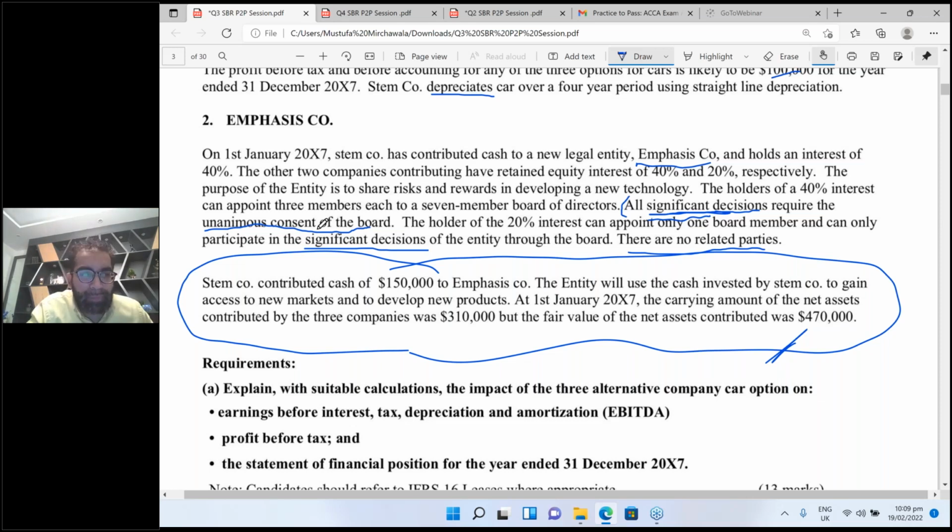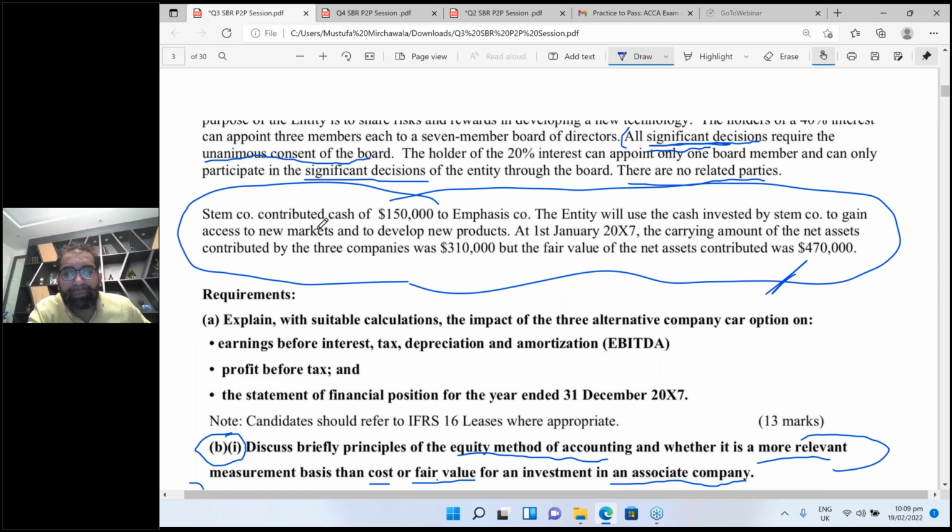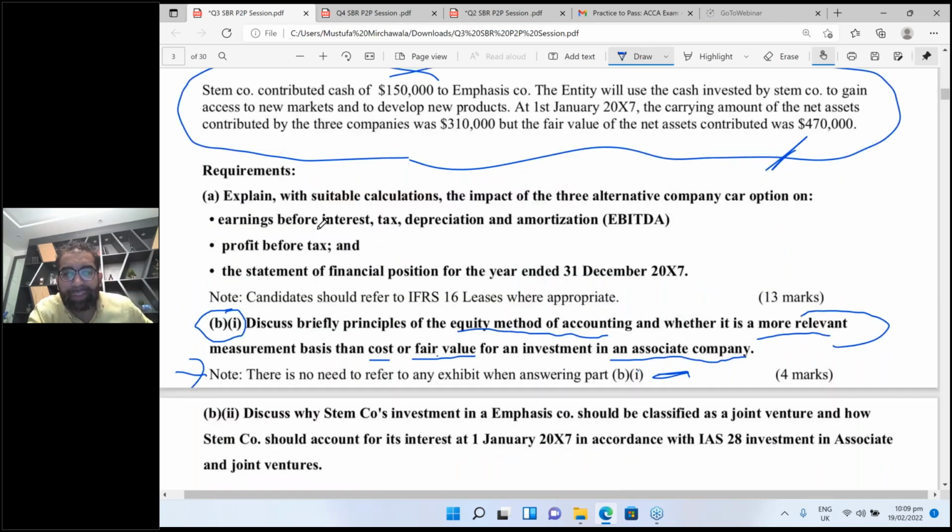Okay. So what they are saying in the requirement, see, they are saying discuss why STEM company's investment in Emphasis company should be classified as a joint venture, and how STEM company should account for the interest on 1st January X7 in accordance with IAS 28. For joint ventures, you must do equity accounting, and that we'll deal with. Don't worry.